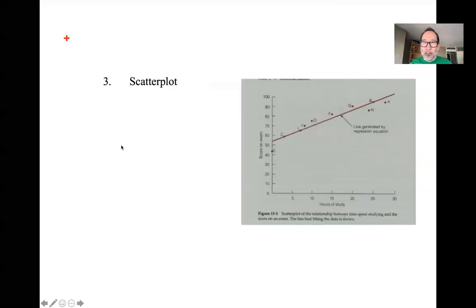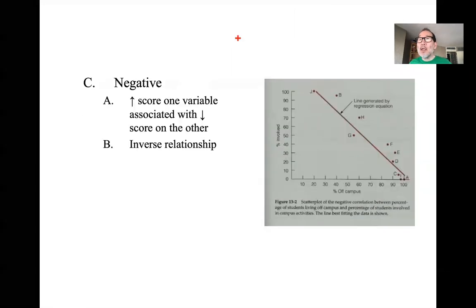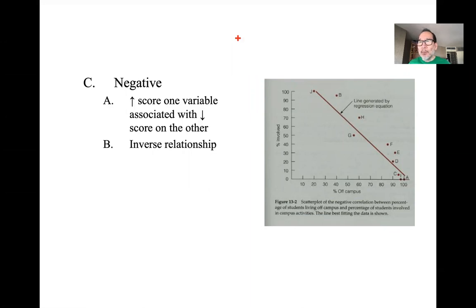Now, in a negative correlation, what you have is a relationship that's inverse in nature, meaning that when one score goes up, the other goes down, and vice versa.